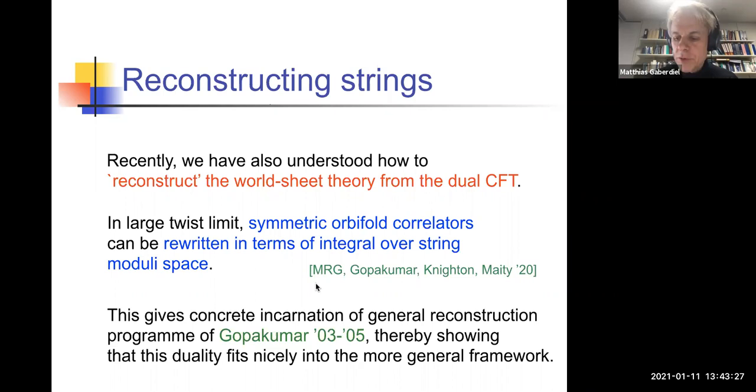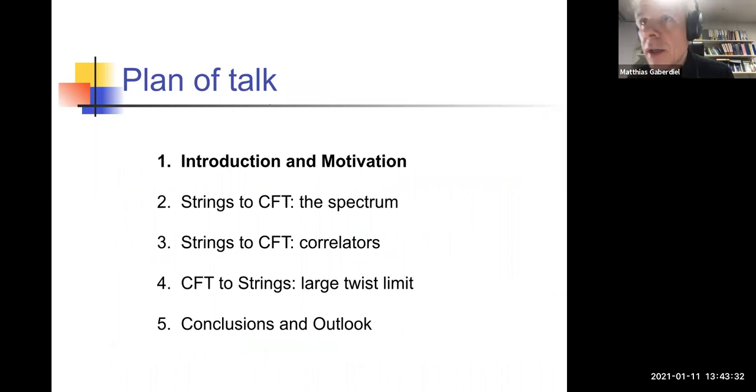So this was my brief introduction. What I want to do is basically explain to you how you can get the spectrum of the CFT from the world sheet theory. Then the core of the talk will be to explain how you calculate the correlators of the CFT from the world sheet CFT. And then chapter four is explaining going the opposite way, how to go from the dual CFT to the world sheet theory. So far this only works in the large twist limit, which I'll explain what we mean by that. And then I'll conclude and show you where we are hoping to go in the future.